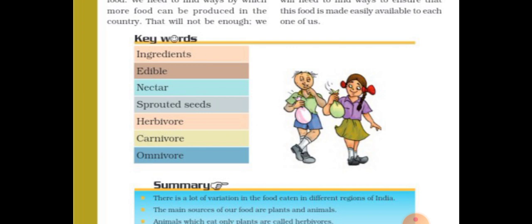Herbivores, I told you, are the animals which eat only plants. Carnivores are animals which depend on other animals for their food. And omnivores are those who eat plants as well as animals.